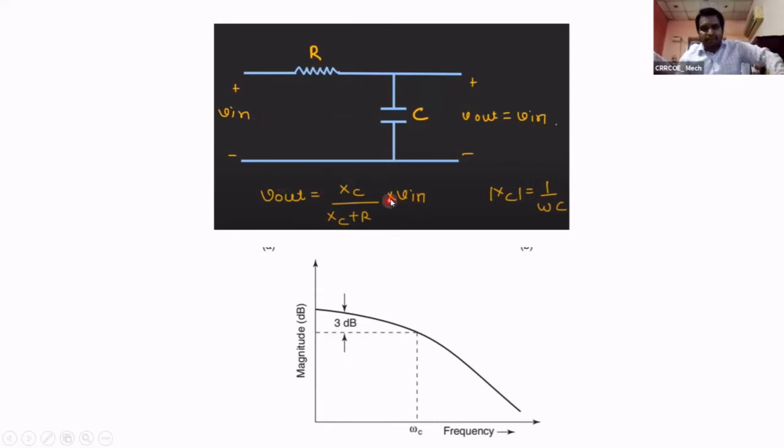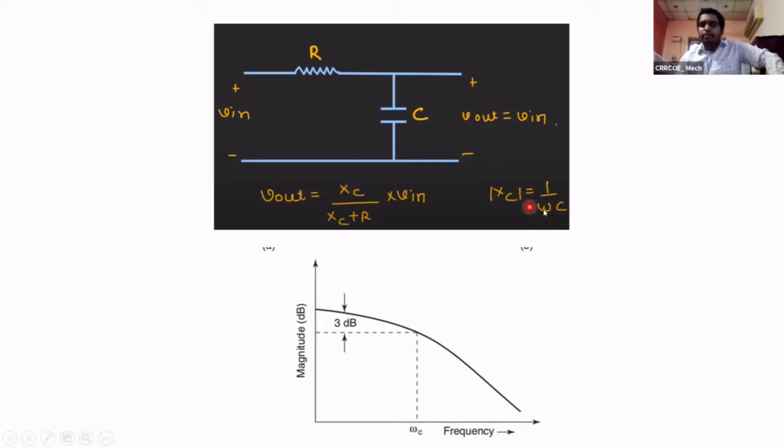Now see this equation. The output voltage depends on XC and R, the resistance. Here the main factor is XC. If you increase XC, V out increases. Now the reactance has a relationship with the frequency. XC is equal to 1 by omega C, where omega is the frequency, omega is equal to 2 pi f. The two are connected in an inverse manner, means if you increase the frequency, reactance decreases. Reactance decreases means V out decreases.